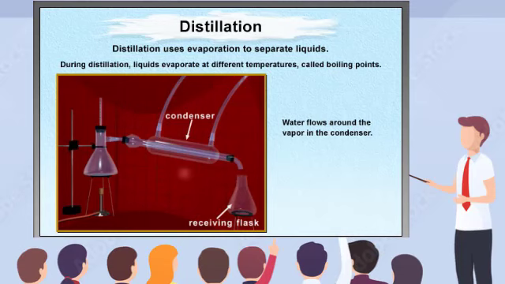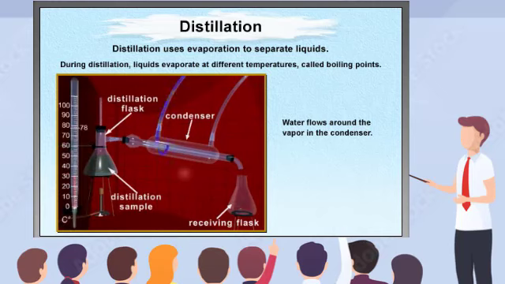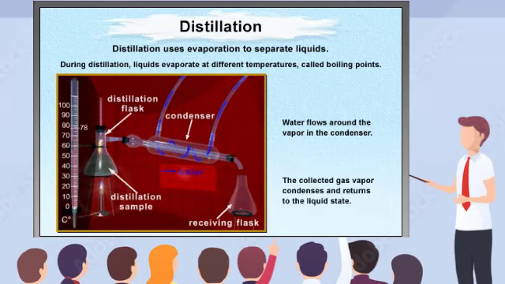The apparatus you see on screen is commonly used in the lab to distill liquids from a solution. Cold water flows around the outer tube of the condenser, which causes the vapor within the inner tube to cool, returning to its liquid phase. At this point, the pure liquid is condensed and then collected in a receiving flask.